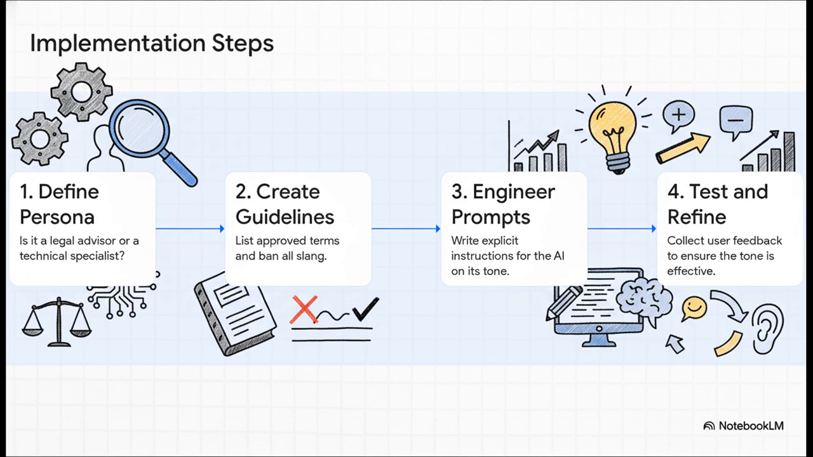Now, making this happen, it's not magic. You can't just flip a switch. It's a real process. You've got to start by defining the AI's persona. Like, is it a legal advisor? A tech specialist? Then you build out your rulebook, your language guidelines, banning slang, and listing the right terms. After that, you actually engineer your prompts to guide the AI. And finally, and this is so important, you test and refine, using real feedback from users to get that balance just right.